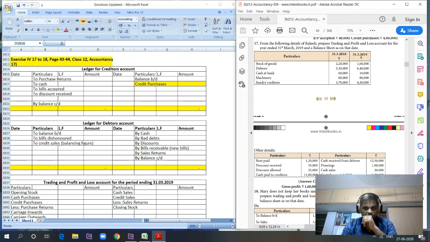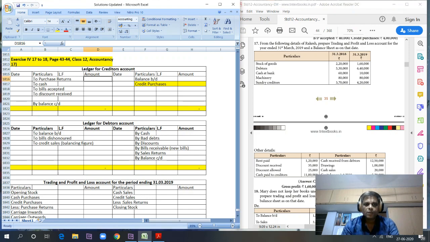So let's prepare. I have just copied the format and let's prepare the creditors account. Credit side: sundry creditors opening balance is 3,70,000, and closing balance is 4,20,000. We have other information. What we have is discount allowed. Sorry, discount allowed to customer. Discount received, right? Discount received from creditors is 35,000.